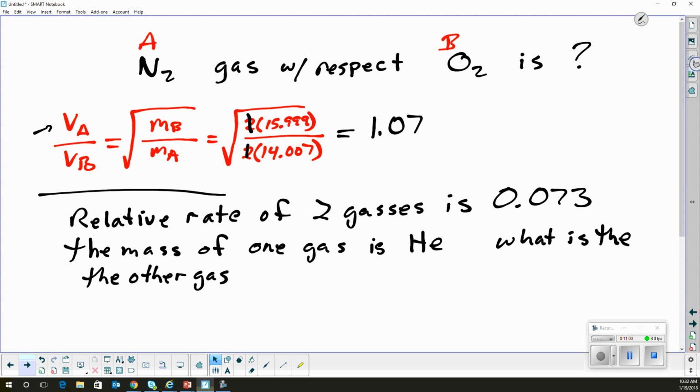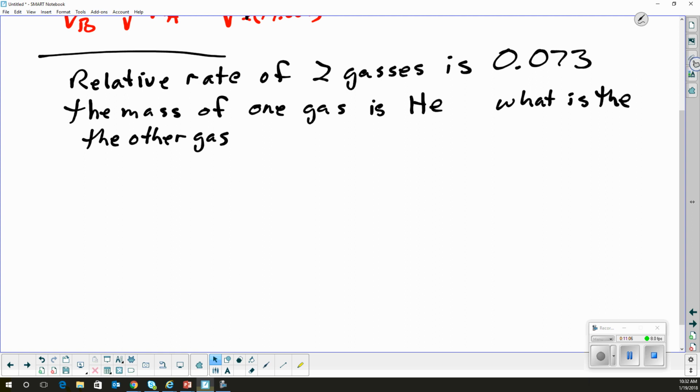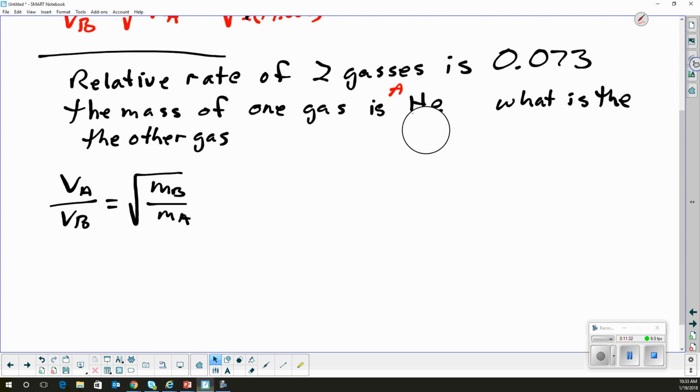Okay, so let's take this up, so we have it up a little bit higher. Again, we're still working with VA divided by VB equals square root of MB divided by MA. As I come to it, I'm going to assume that this is A. And that's going to mess me up because I picked a light gas there. So let's pick a bigger gas here. Let's do xenon instead.